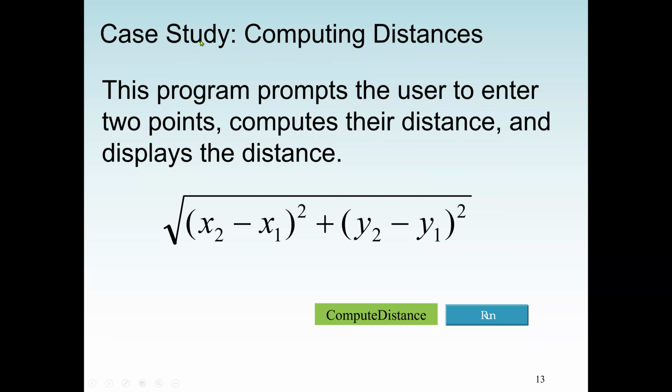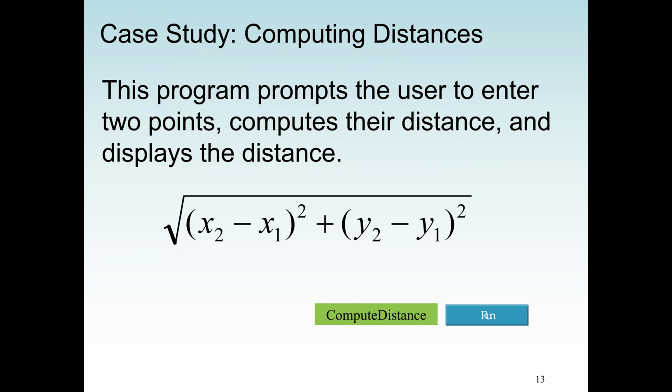So we also have another program here, computing the distance. This program will prompt the user to enter 2 points. Then we compute the distance between the 2 points. So the first thing is the requirement analysis. Here we understand the problem. User gets input for 2 points and we find the distance between the 2 points.